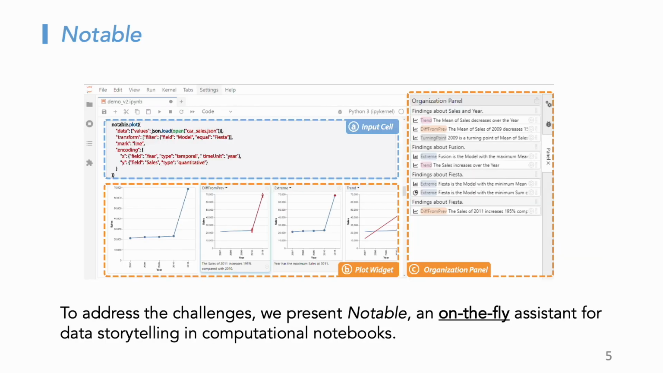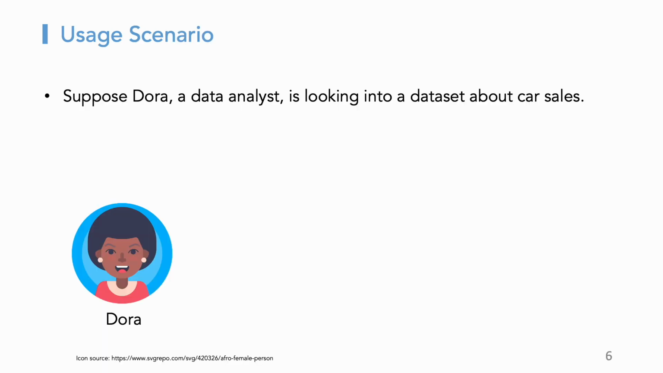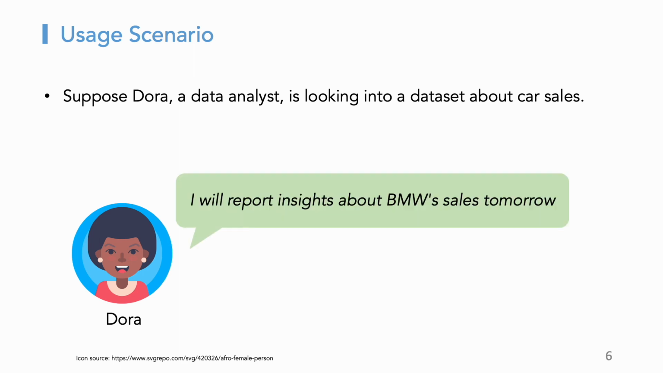To address the challenges, we present Notable, an on-the-fly assistant for data storytelling in computational notebooks. We hope to help users create data stories along with data exploration. Before introducing technical details, let's first see how Notable helps Dora explore a car sales dataset and prepare her presentation. Dora plans to report BMW sales in a team meeting.